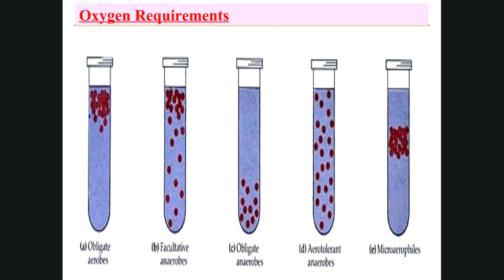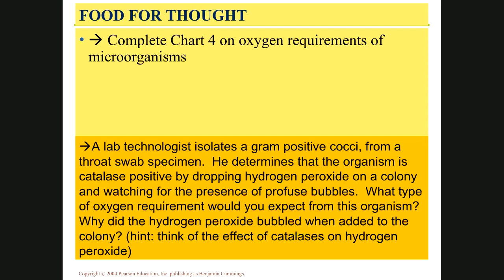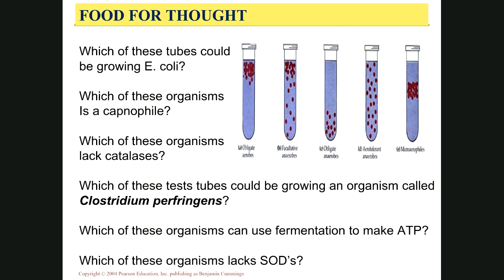So, know all of these groups, which ones have which enzymes, where will they grow? So here is an obligate aerobe. This is facultative anaerobes. These are the obligate anaerobes. This is your aerotolerant, and notice the difference between aerotolerance and facultative anaerobes. These are the microaerophiles. And there is a chart that summarizes all of this information for oxygen requirements.